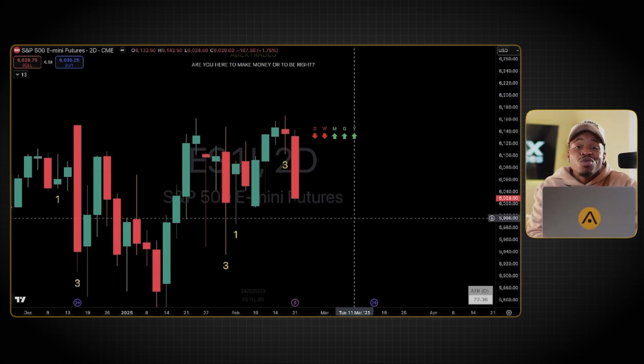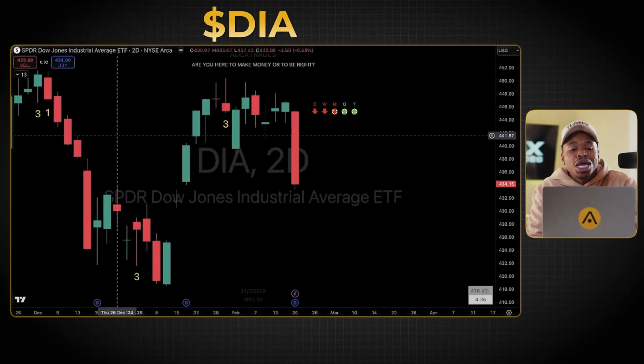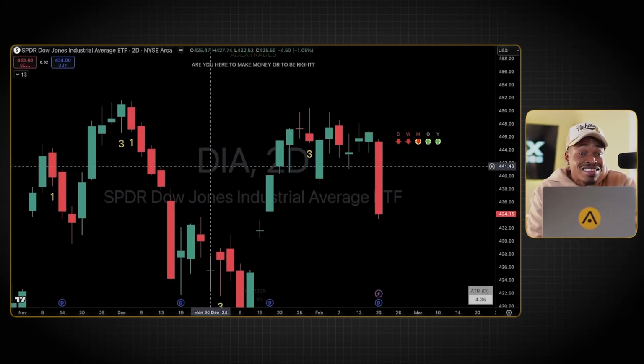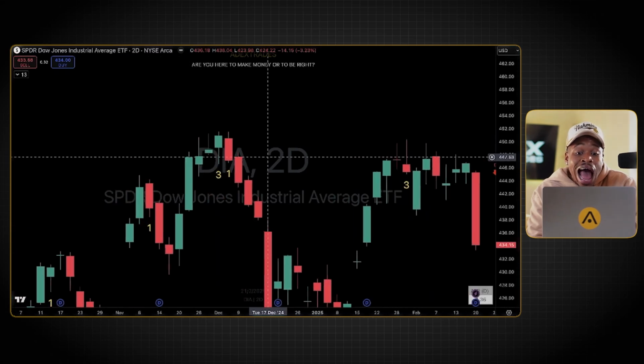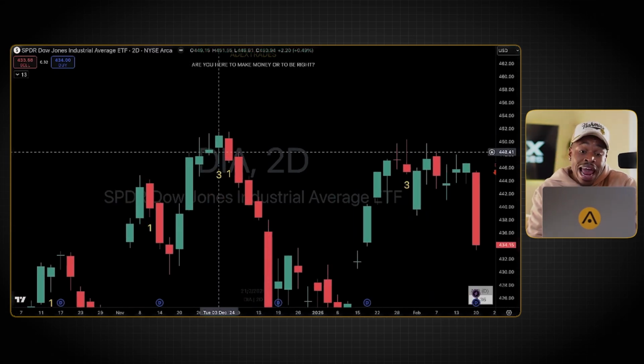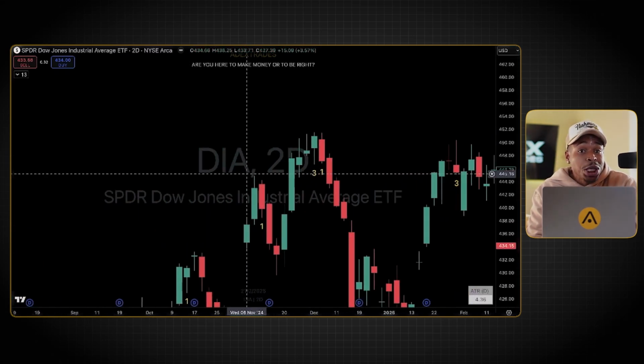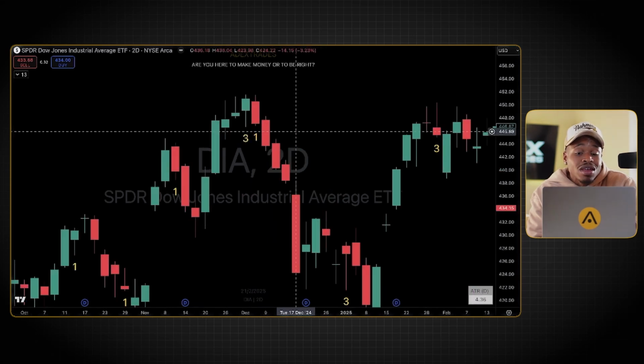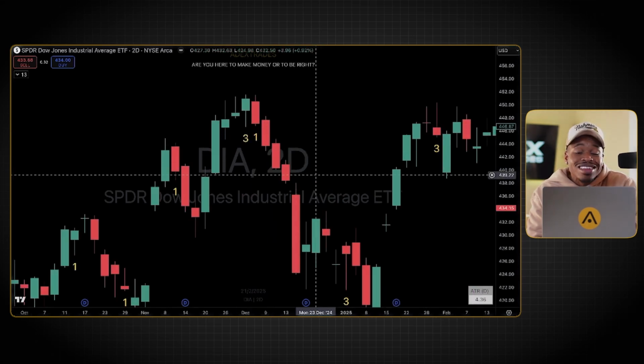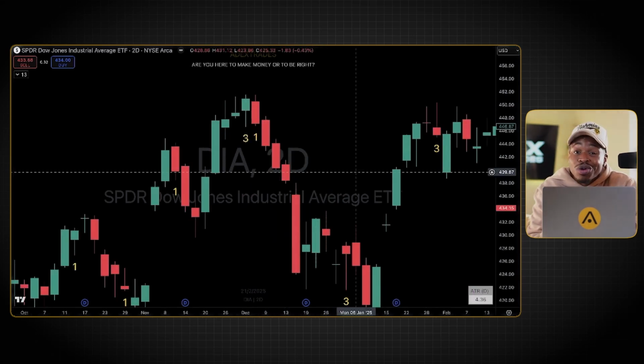Another example was actually back in December when I went short DIA. If you look at DIA on the 2-day chart, it gave us the exact same setup. We had an outside bar plus a hammer at the top of the broadening formation after making a new all-time high. And you see what happened afterwards? You can see that we got this amazing sell-off following this 3-1-2 to the downside.